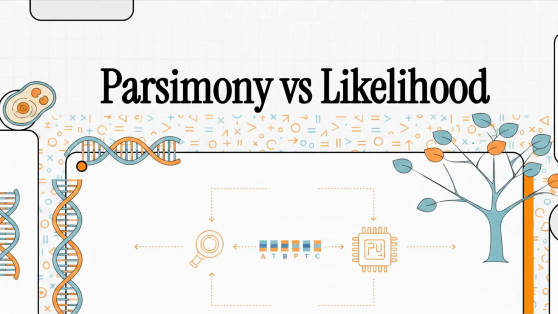Welcome to this Bioinfobites explainer, Bioinformatics, Decoded. Today, we're jumping right into maximum parsimony versus maximum likelihood. We're going to break down the two most powerful methods for phylogenetic inference, because honestly, understanding how to build these evolutionary trees is the absolute bedrock of modern biology. Let's get right into it.